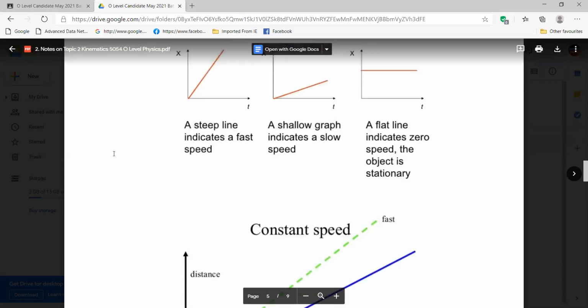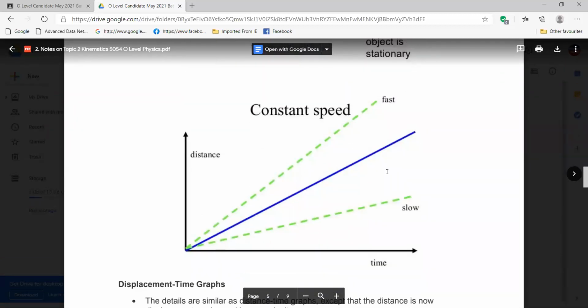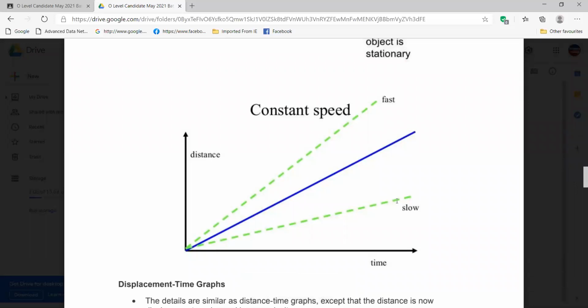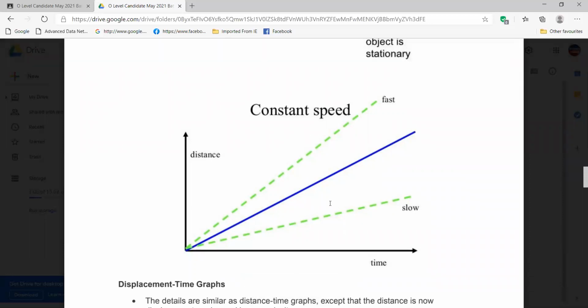Now we got the comparison of constant speed. This one is slow, this one is fast. In the same diagram, we can show that, right? Yes, sir.